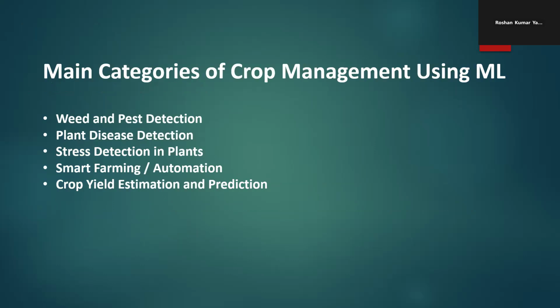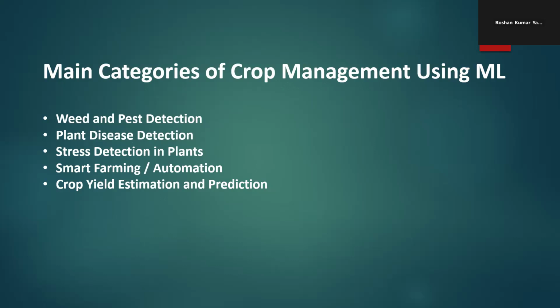So they classify the total crop management into five major categories. The first is weed and pest detection, where weed means unwanted plants and pests harm the crops. Then there is the plant disease detection system, where we have to identify the plant disease; also state detection, like the moisture level and temperature of the plant; and also smart farming, like the automatic irrigation system; and crop yield estimation and prediction.